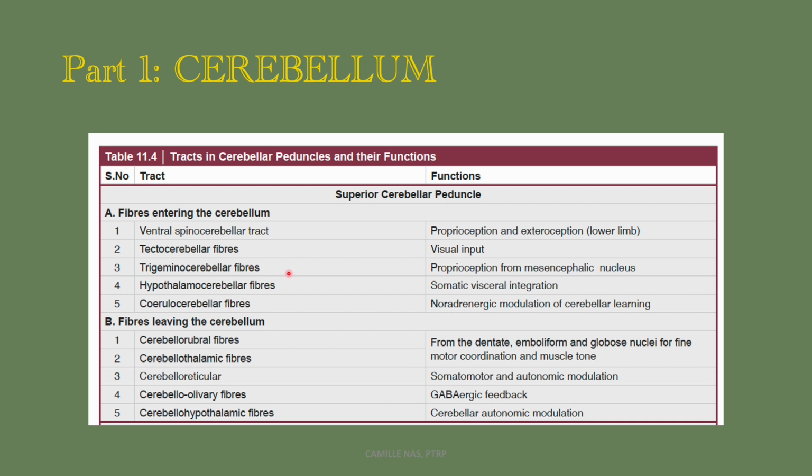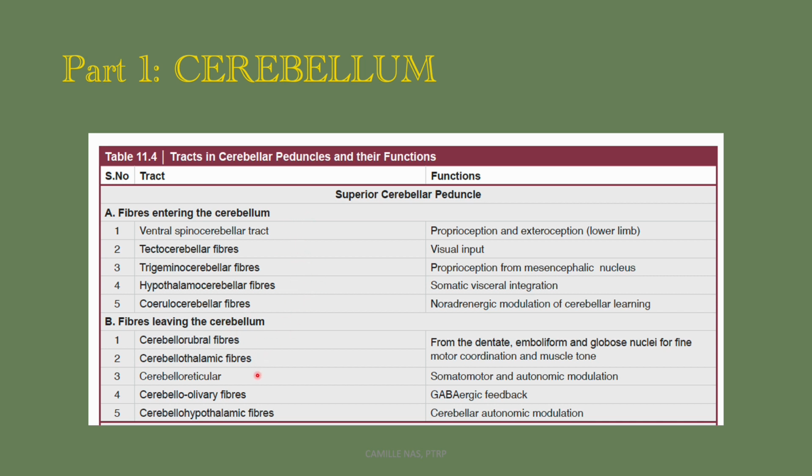Your ventral spinocerebellar tract is for the proprioception and exteroception of the lower limb. Your tectocerebellar fibers for visual input. Your trigeminocerebellar fibers for the proprioception from the mesencephalic nucleus. Your hypothalamo-cerebellar fibers for somatic visceral integration. Your coerulocerebellar fibers for the noradrenergic modulation of cerebellar learning. So these are all your fibers entering the cerebellum.